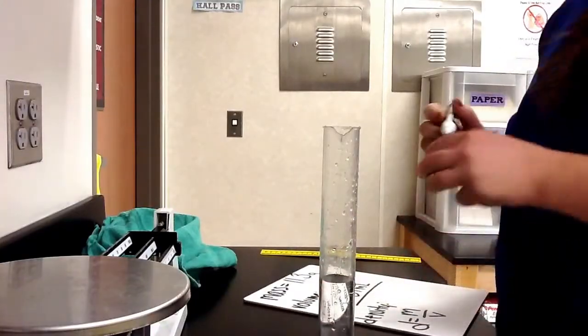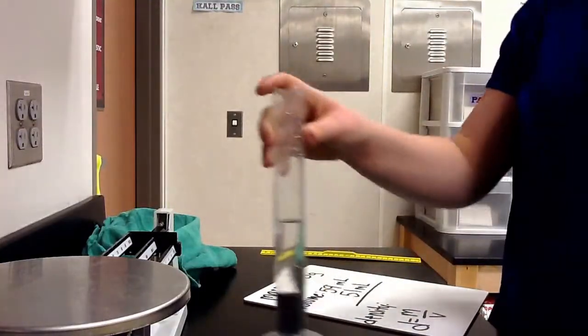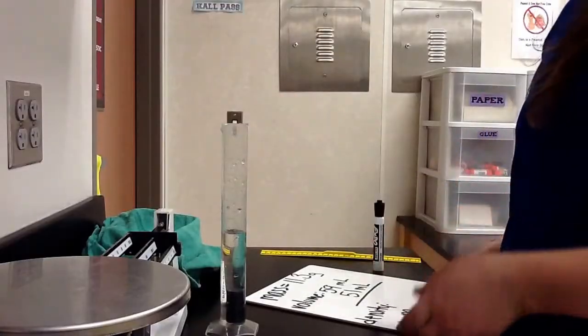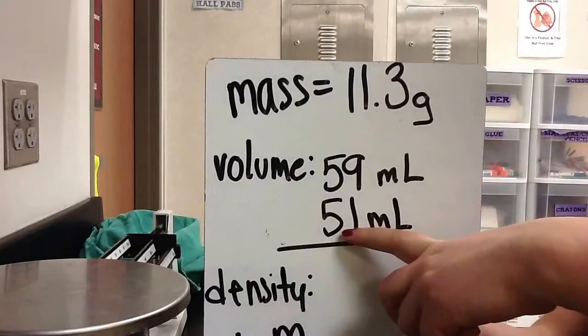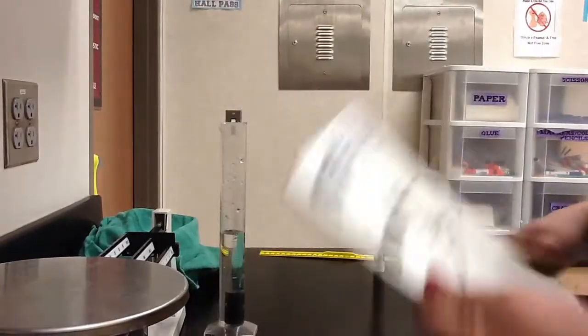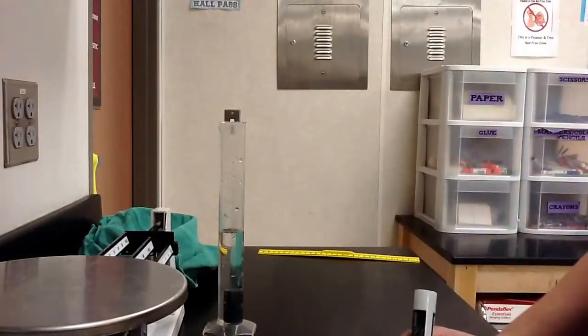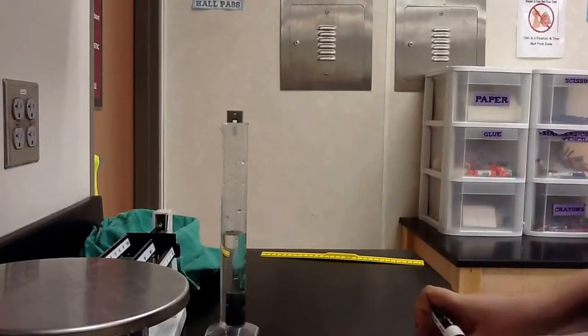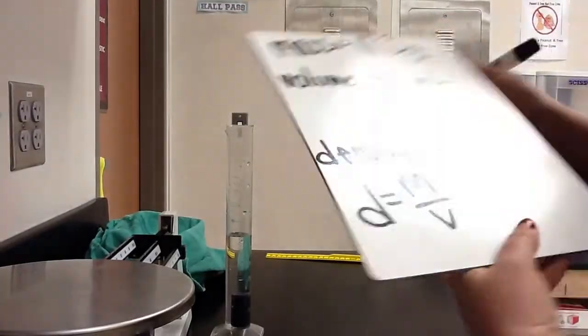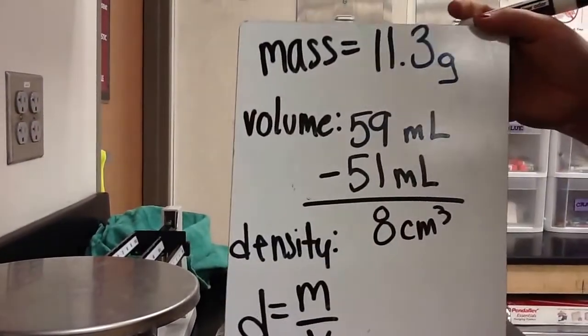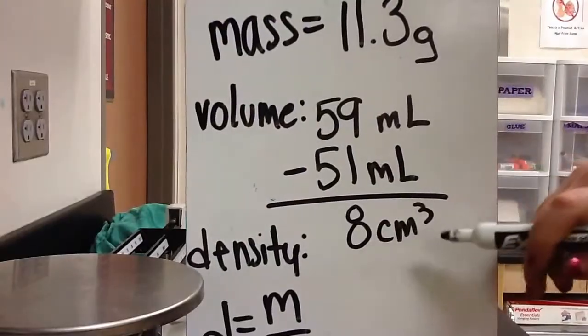And then you have to subtract. That's the part that most people forget, is subtracting. You subtract your first volume from your second volume, so you don't get a negative number, because you can't have a negative volume. 9 minus 1 is 8. 5 minus 5 is 0. So our volume for the cylinder is 8 centimeters cubed.